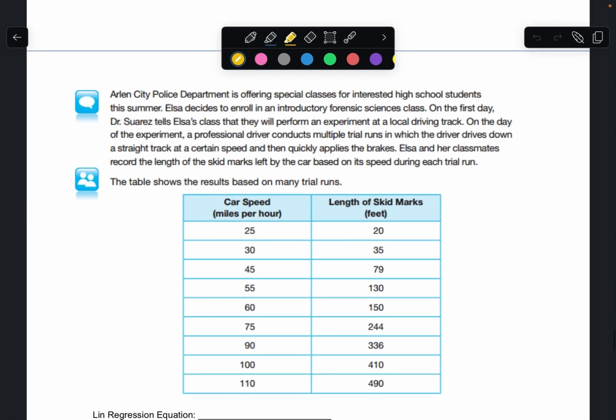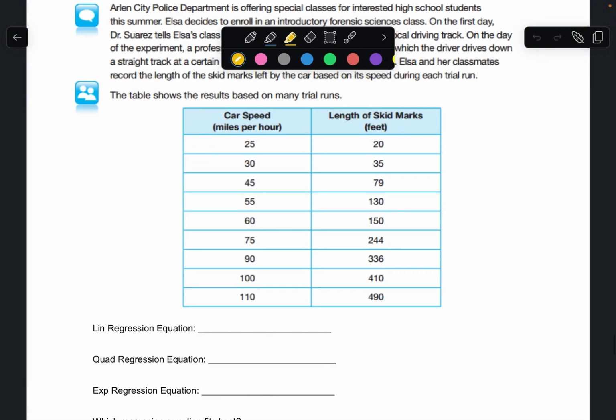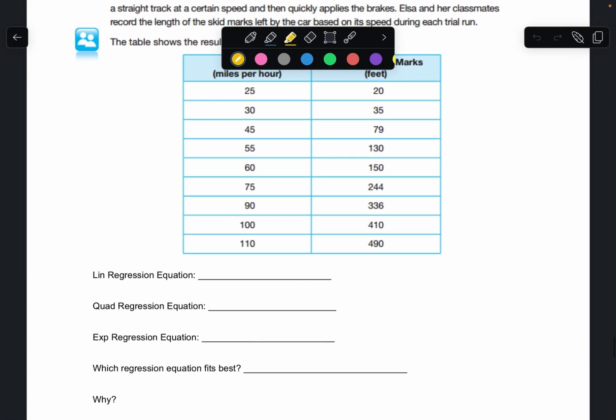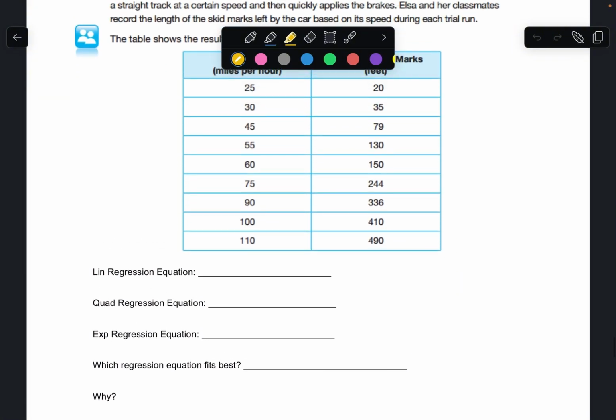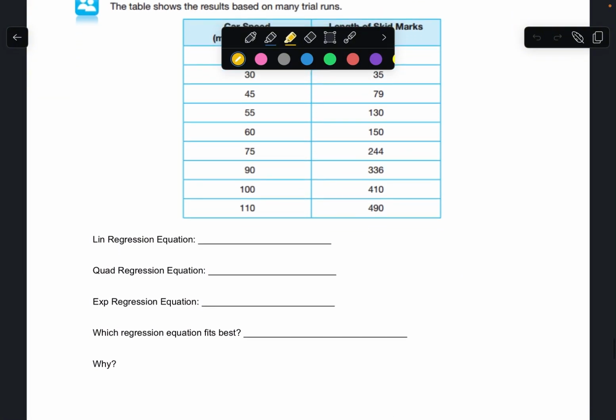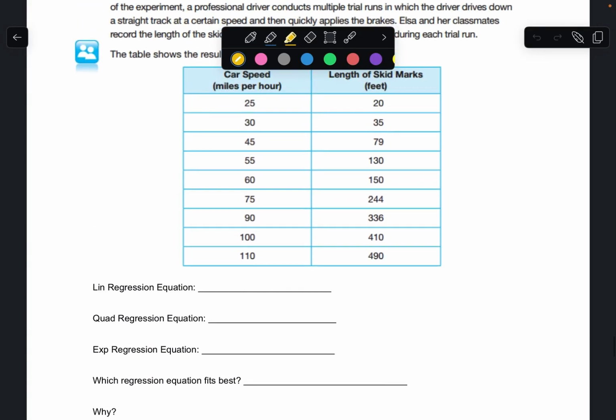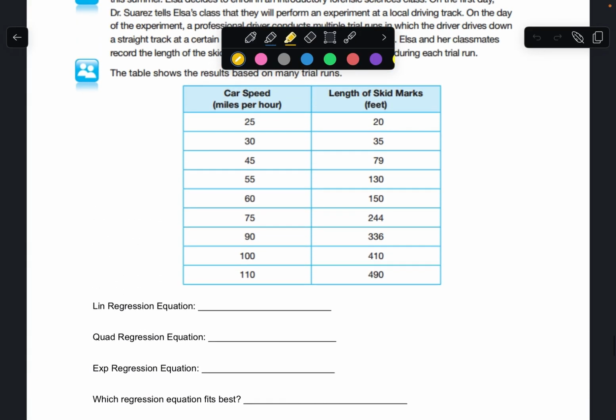Okay, on this third example, we have a whole paragraph of information, and so we skip that and look at what it says. The table shows the results based on many trial runs. So we're talking about car speeds and length of skid marks, okay? And so it's asking us to write a linear regression, a quadratic regression, and an exponential regression equation, and then we'll determine which one fits best, looking at the r squared value.